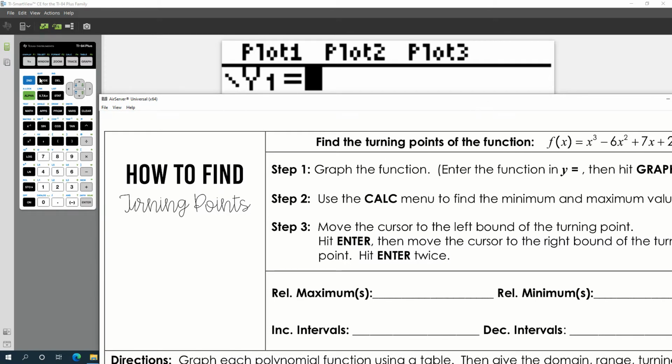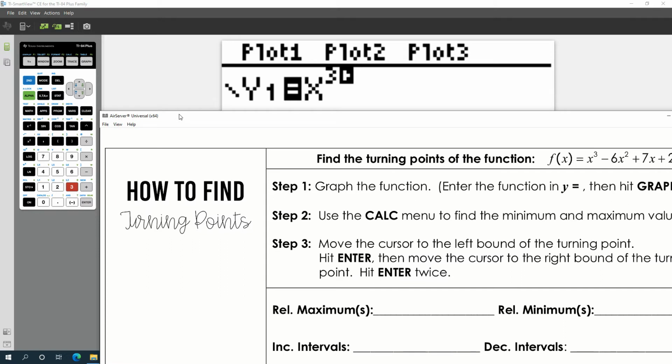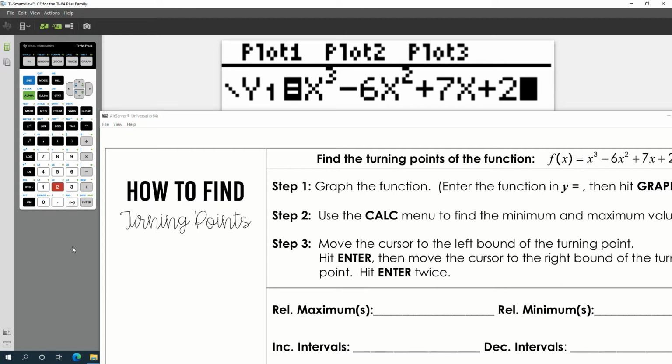All right, so I went ahead and I hit y equals already, and then I'm going to type that in. So we're going to do x to the third. Now make sure every time you use that little caret button to get the exponent of three, you have to hit the right arrow to come down from the exponent. And then minus 6x squared. The squared button is a little bit faster to use, the button that's right above the log button.